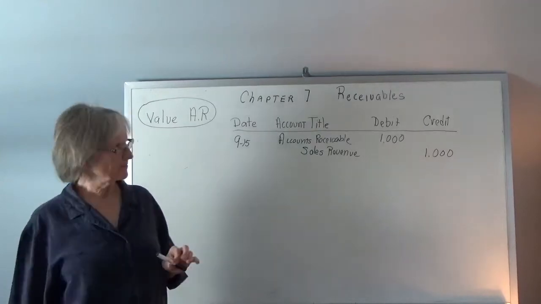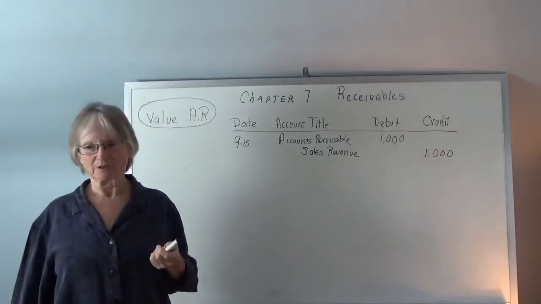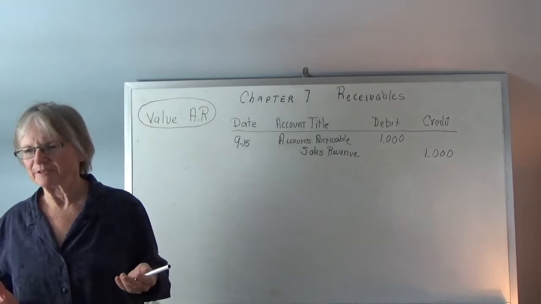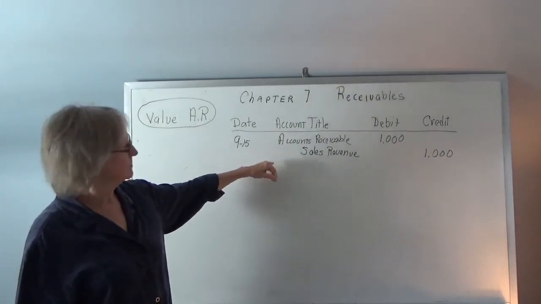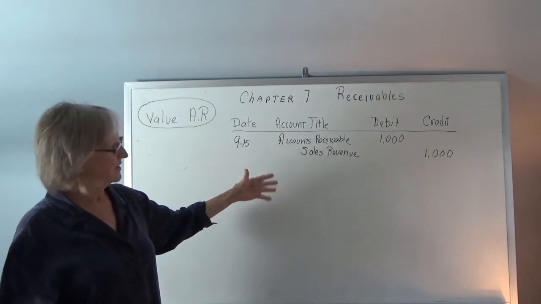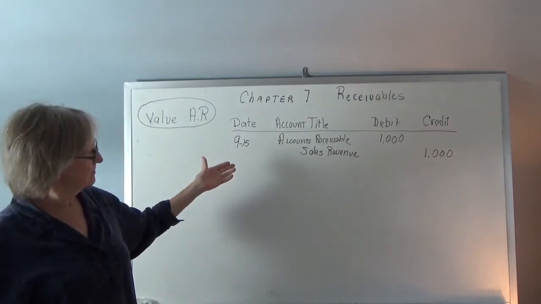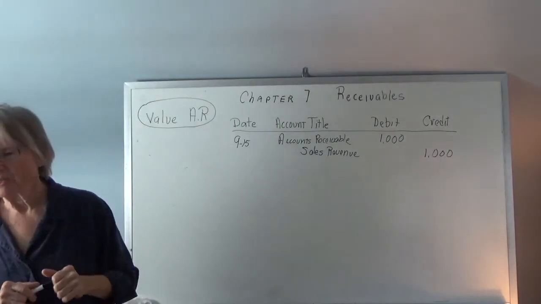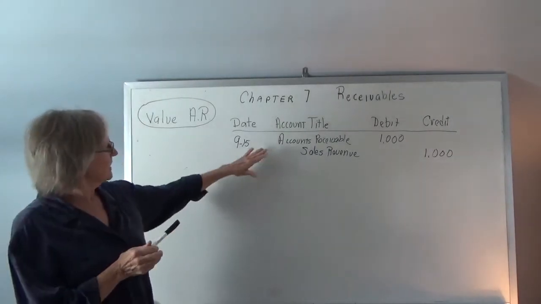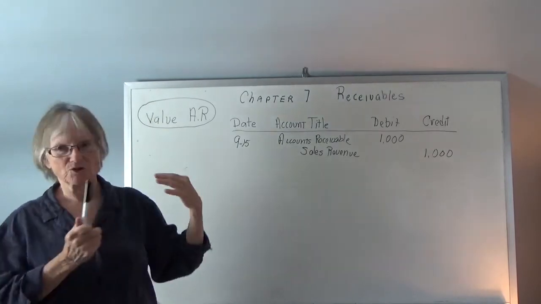So we're still on Chapter 7, and now we're going to value accounts receivable. What does that mean? Well, here we have recorded our accounts receivable. We've recognized it. It's on the books. And this assumes that we're going to collect cash on that eventually. And so accounts receivable is an asset. It shows as 1,000.